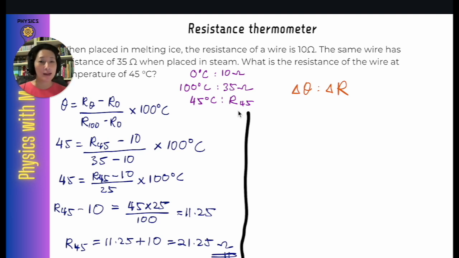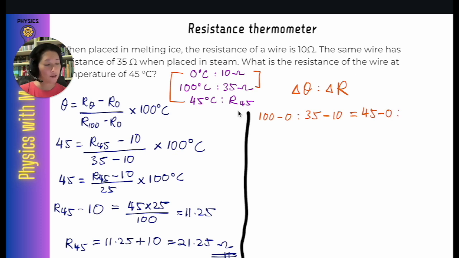So remember, known against the unknown. So the known would be the comparison of these two first. The difference is 100 minus 0, and this will be ratioed against 35 minus 10. This ratio is equal to the unknown, which we will now compare between 45 and 0. So 45 minus 0, ratio this to R45 minus 10. So this gives us 100 to 25 equals to 45 ratio to R45 minus 10.